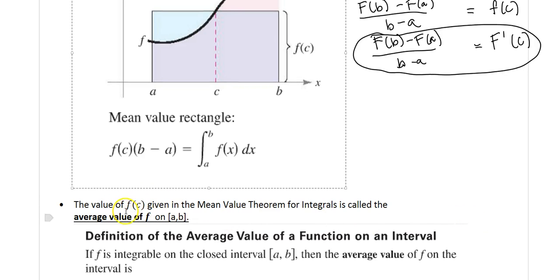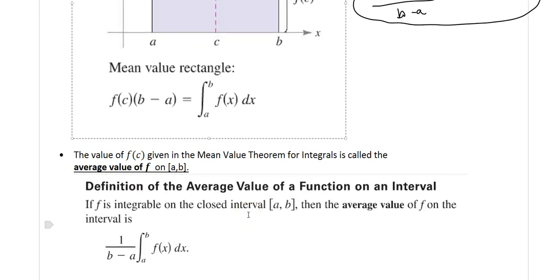Now the value of f of c that's given in the mean value theorem for integrals is called the average value of the function on the interval from a to b. The thing about average value of a function, a lot of students will try to just add up as many of the function values as they can think of and then find the average of those numbers. But we don't actually want to do that.